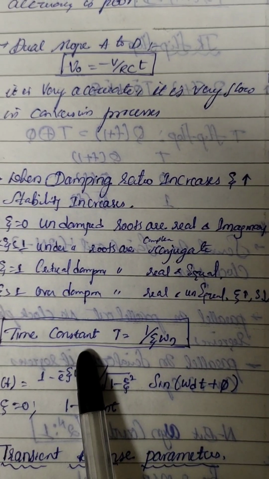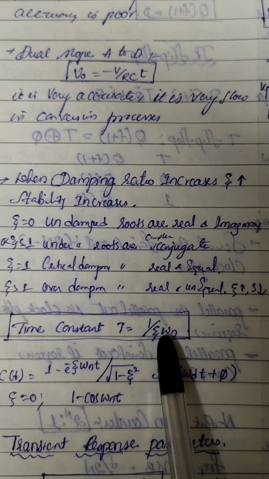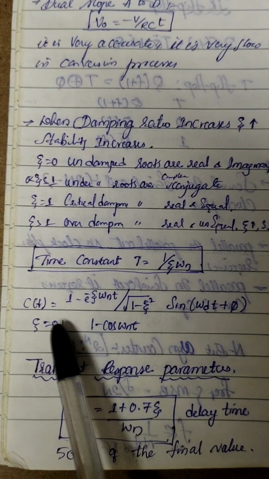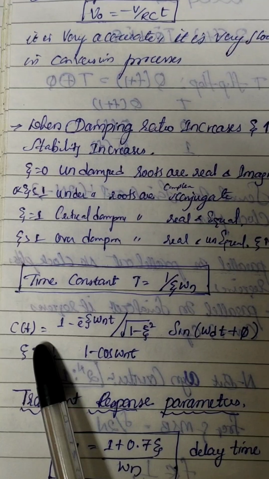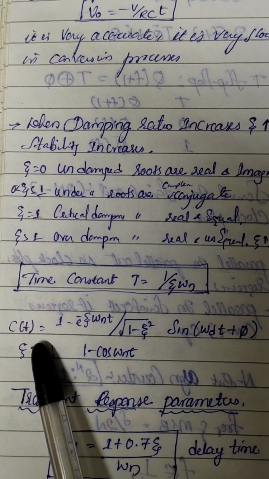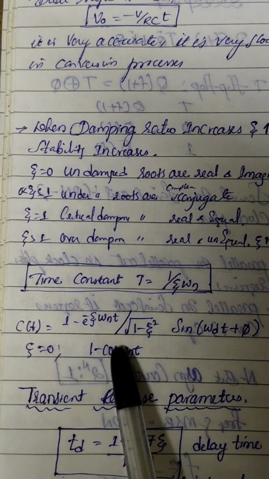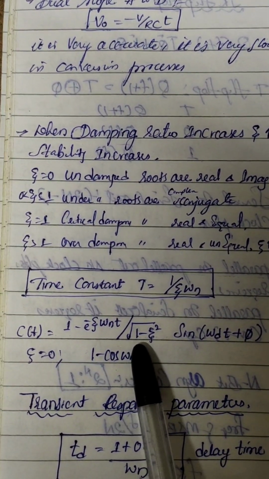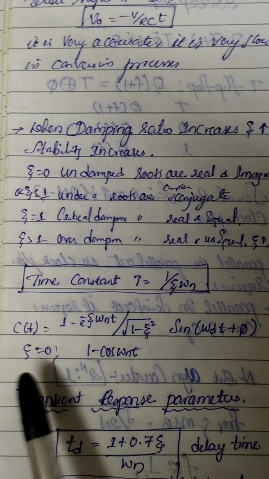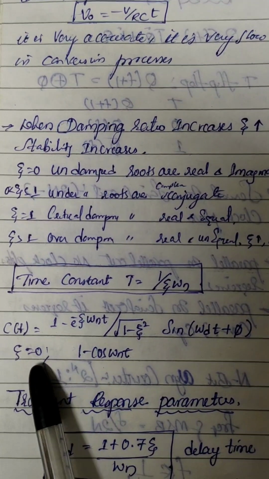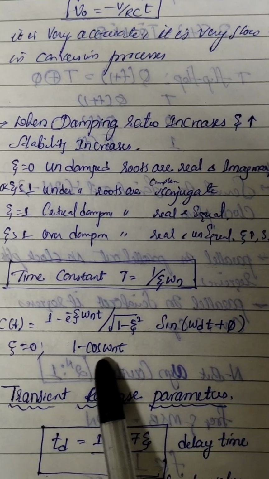The time constant T is equal to 1 by zeta omega n, where omega n is the natural frequency. Now we can see critical damping. C of t is equal to 1 minus e power of minus zeta omega n t by root of 1 minus zeta square into sine of omega d t plus phi, where zeta is equal to 0. Whenever zeta is equal to 0, it should be 1 minus cos omega n t.